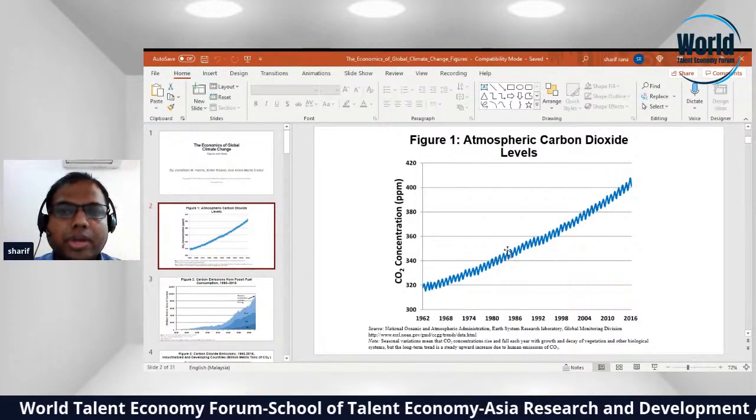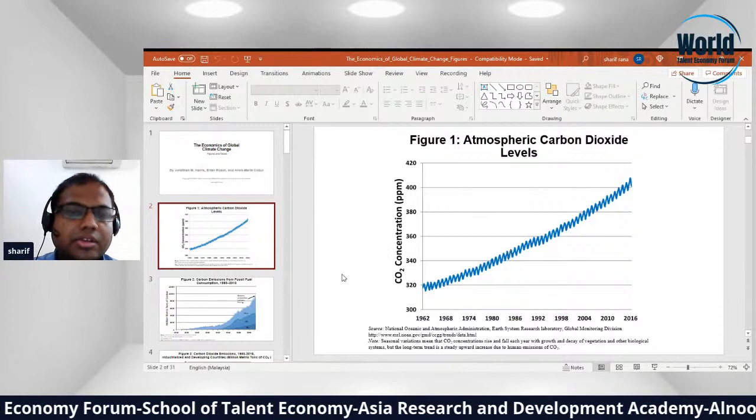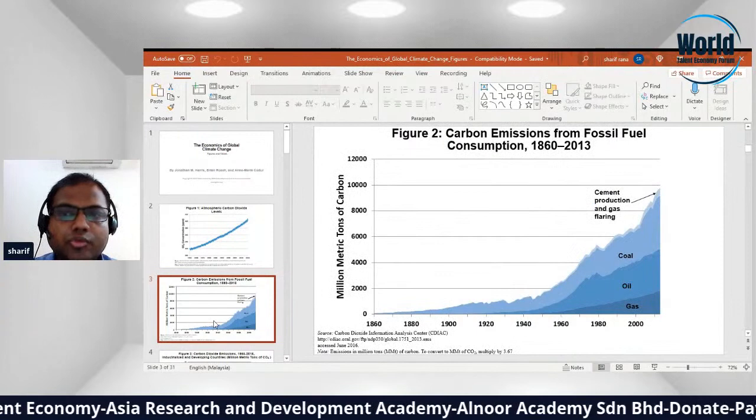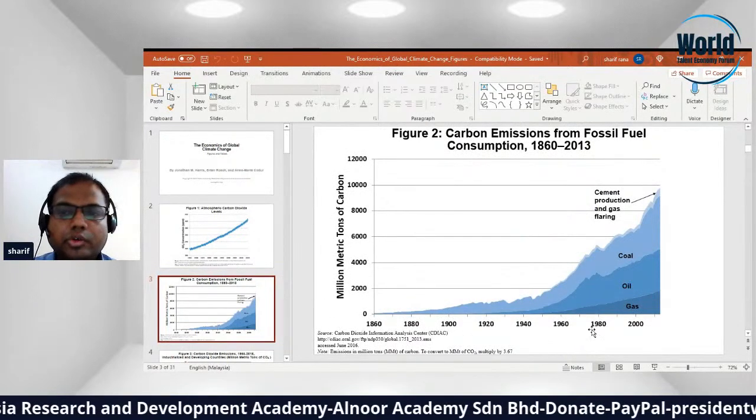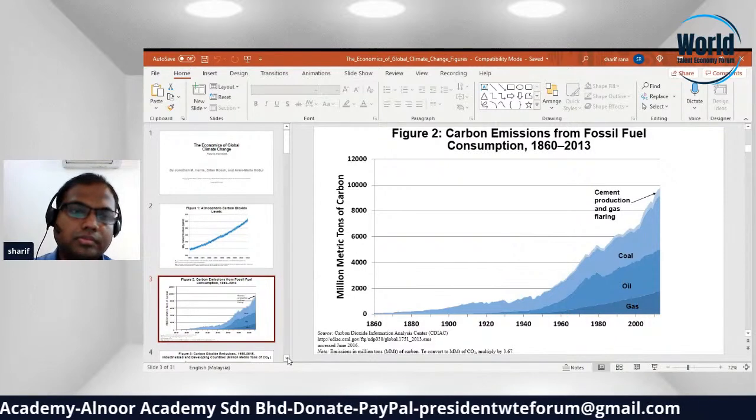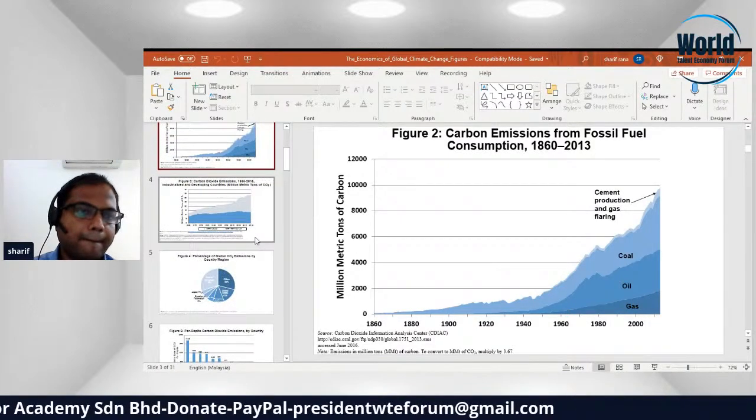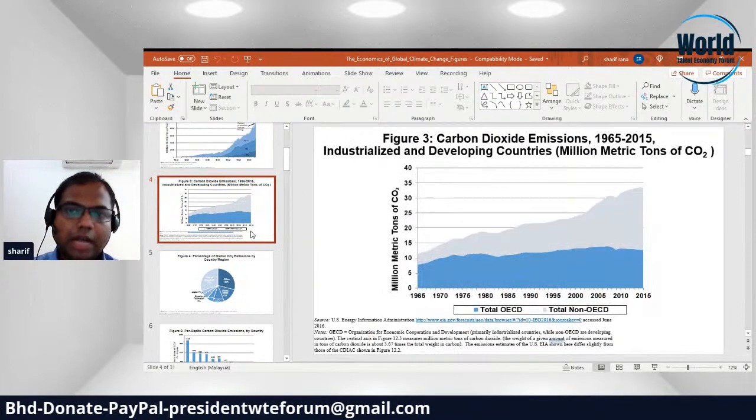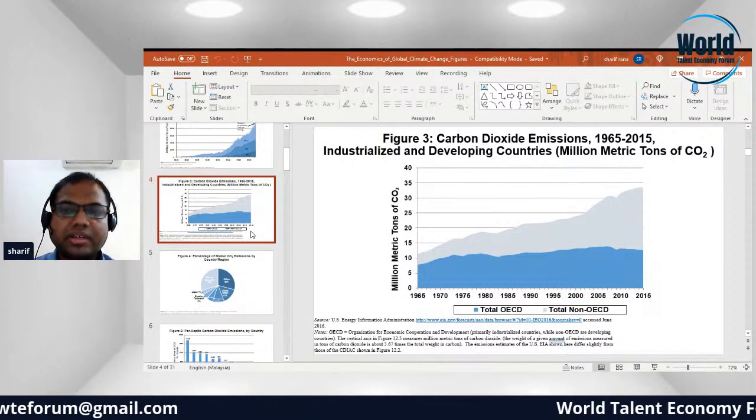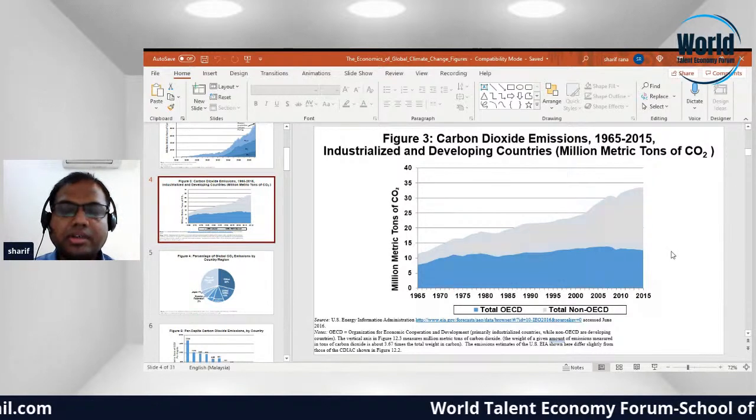It's figured carbon dioxide levels. It's actually increasing every moment. On the other hand, carbon emission from fossil fuels is also increasing, from gas, oil, and coal. Carbon dioxide emission from 1965 to 2005 in industry and developing countries is also increasing.